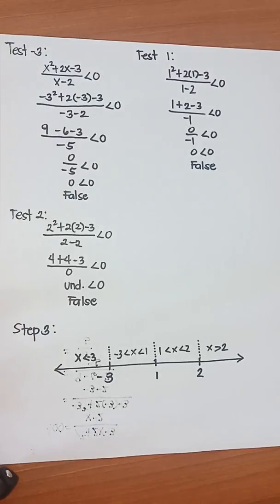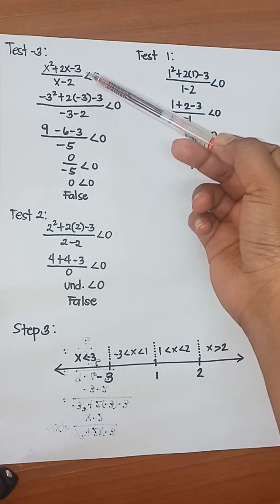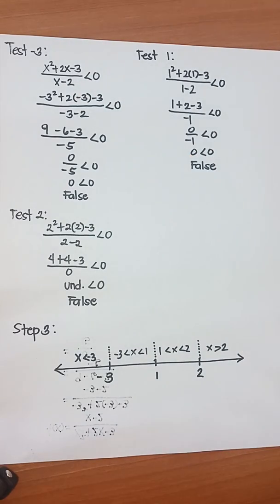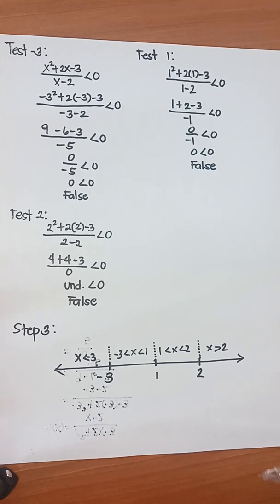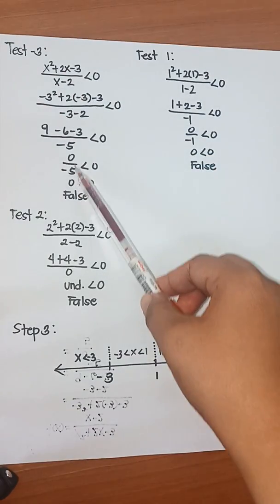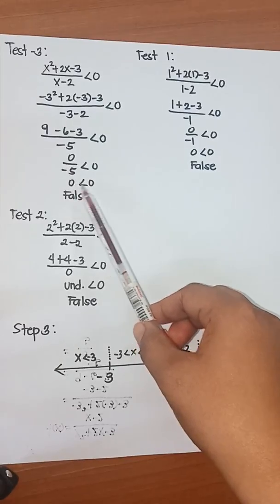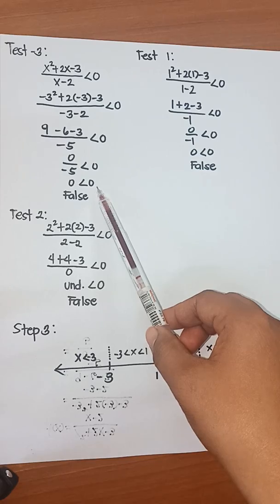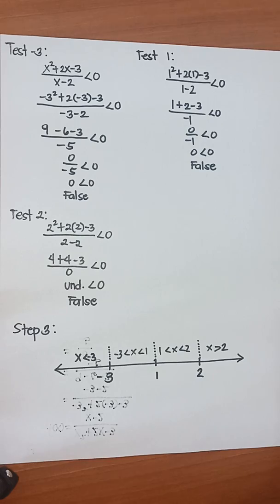Next is to test the 3 meaningful numbers if they're part of the solution. So using the inequality (x squared plus 2x minus 3) all over (x minus 2) less than 0, the standard form of the inequality, we test negative 3 by substituting it to the value of x. And we get 0 over negative 5. Simplify it, we get 0. And 0 is not less than 0. So this statement is false, meaning to say negative 3 is not part of the solution.